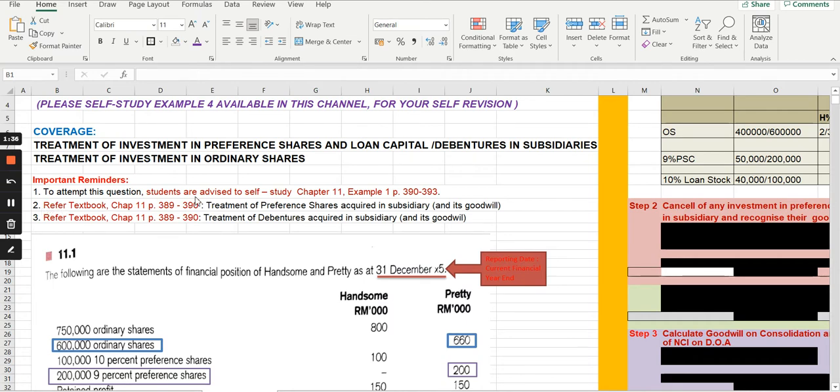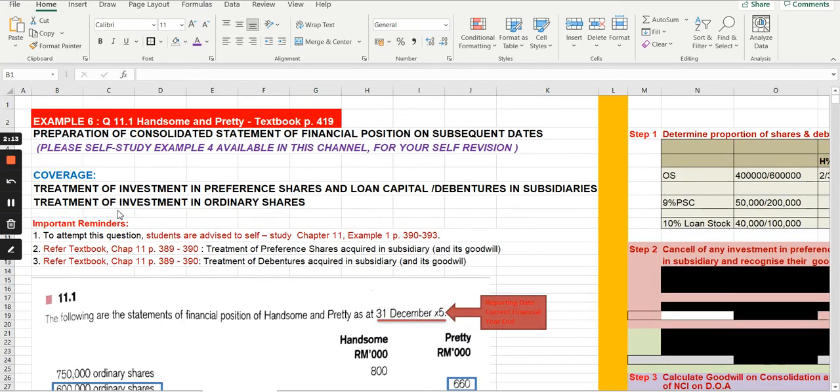And secondly, to know the accounting treatment for the preference shares acquired as well as debentures acquired in the subsidiary and the issue on goodwill, you should also refer to the textbook again, which is the textbook by Jane Laza, 9th edition, published in 2018. That is Company Accounts, which is Group Accounts and Financial Reporting. Go to chapter 11.